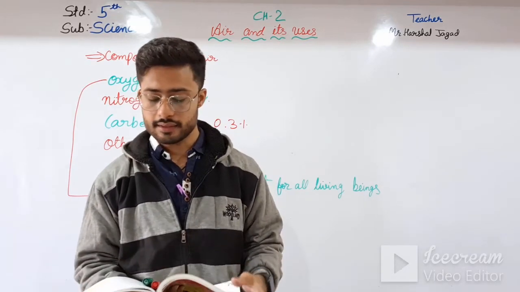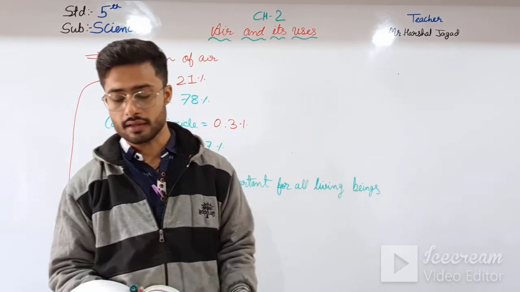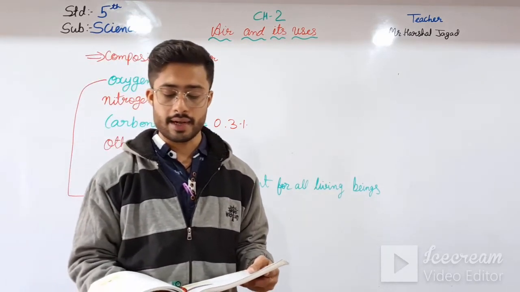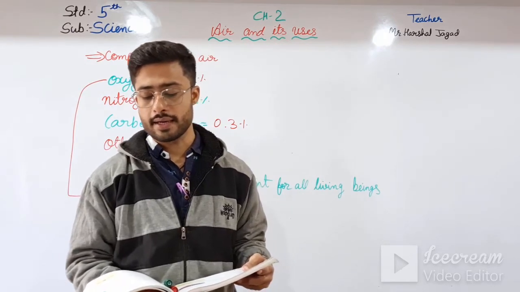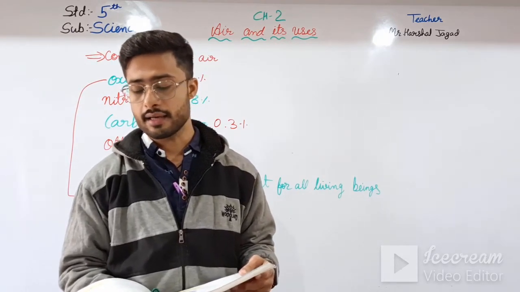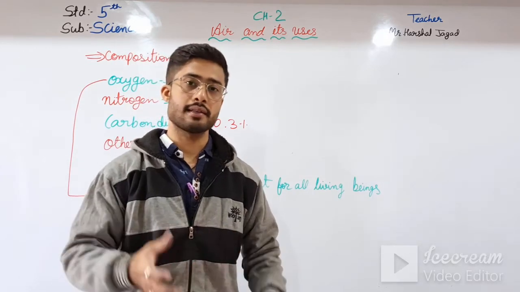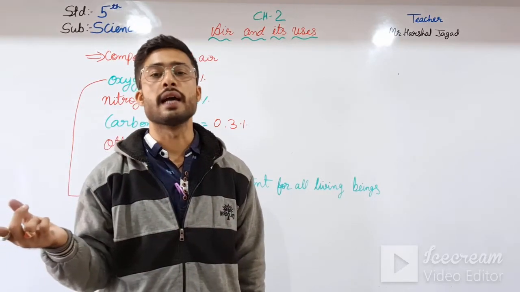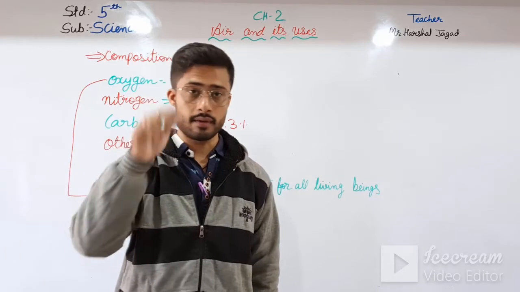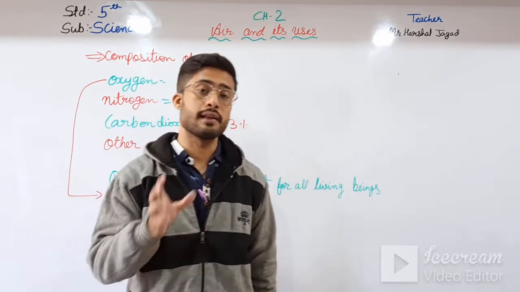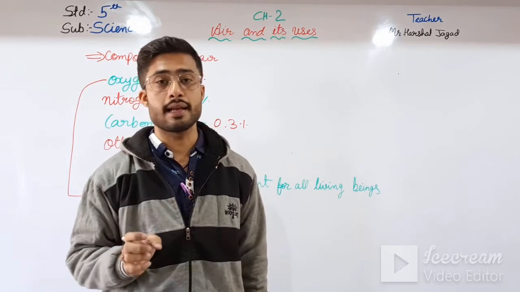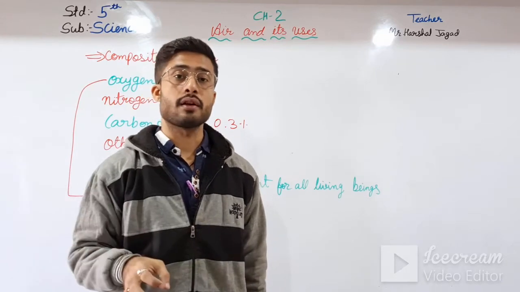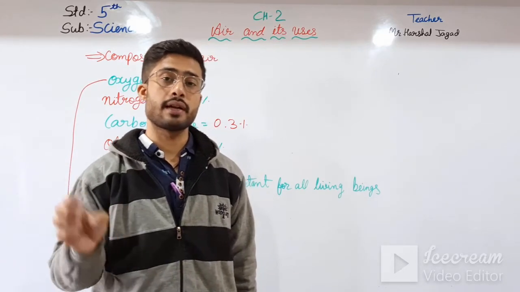Okay, and another is uses of other components of air. Other components of air are also useful. Plants need nitrogen, but they do not take nitrogen from the air. They take it from the soil. How? In the next classes, you will study that nitrogen fixing bacteria convert the nitrogen of air to compounds of nitrogen in the soil.